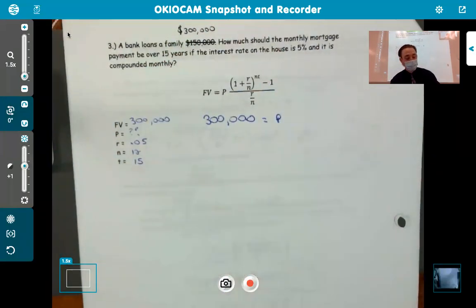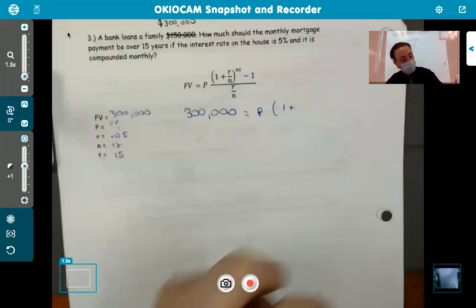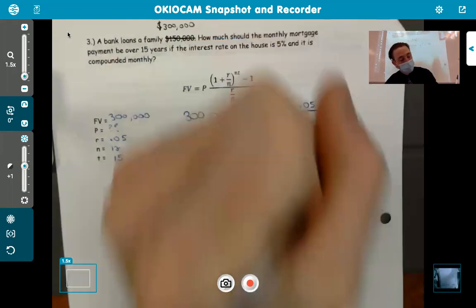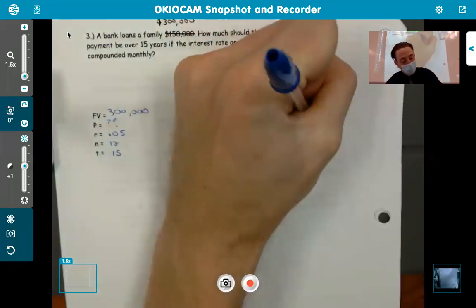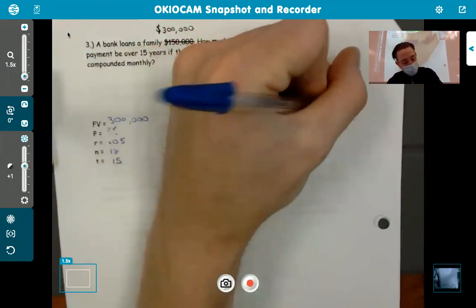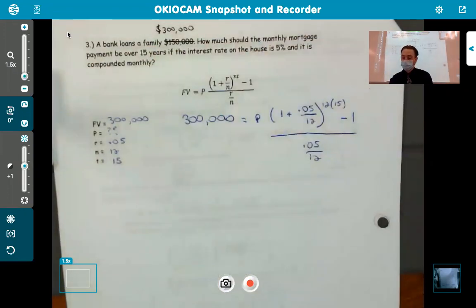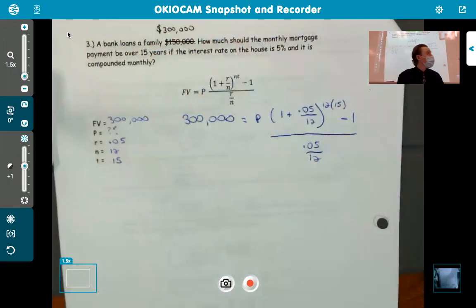So you have $300,000. P is what we don't know. P times (1 plus the rate, which is 0.05 divided by the number of times, which is 12) raised to the 12 times 15, minus 1, all over 0.05 divided by 12. Give you a second to jot that down, and then we'll get started.